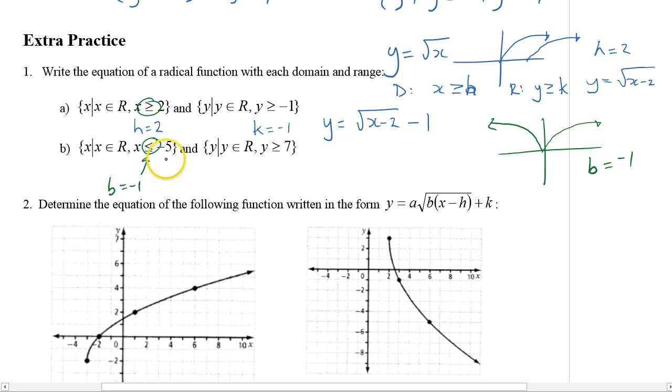And then afterwards, because of this -5 business, I went left 5, so h is going to be equal to -5. This is still, this has not switched, and here I've gone up 7, so my k value is going to be equal to 7. So my answer for this one would be y is equal to the square root of negative left parentheses x. Now if h is equal to negative 5, I write plus 5 here. And now I say plus 7.